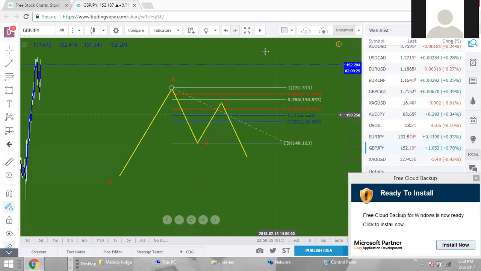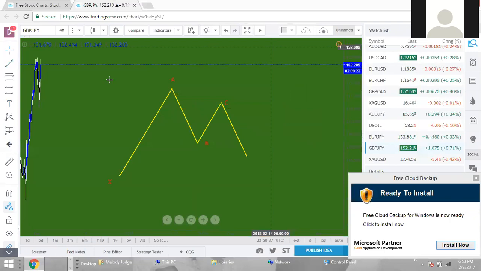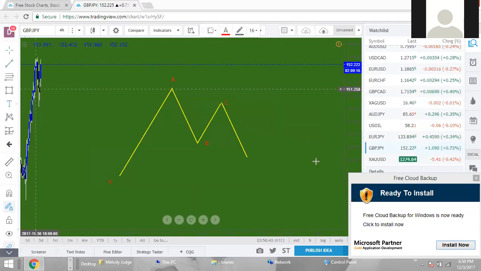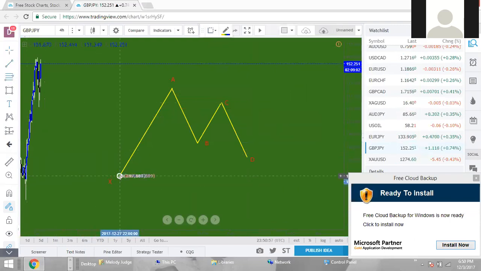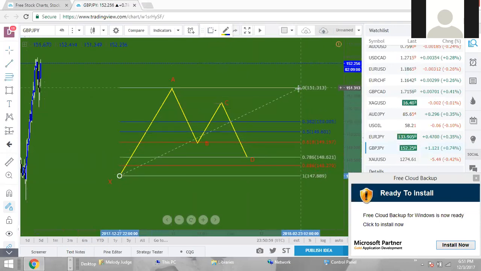Now, that would be our completion point. We need that point to complete at a couple of specific areas again. This should be around the 786 of X to A. We've been looking for that. That's the 786 perfectly.